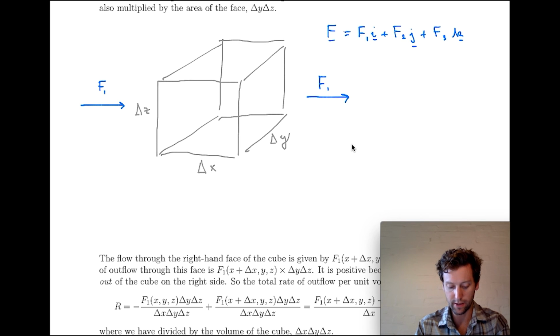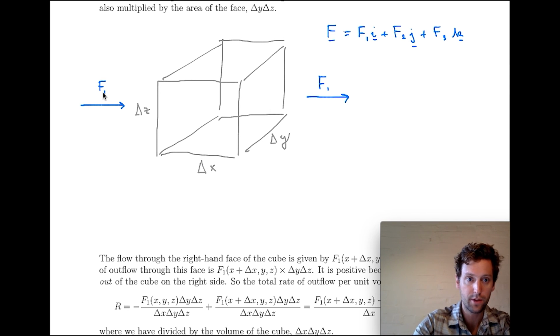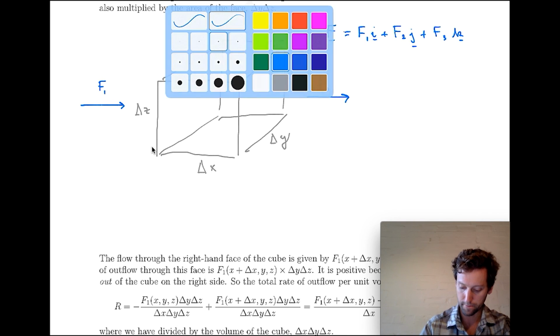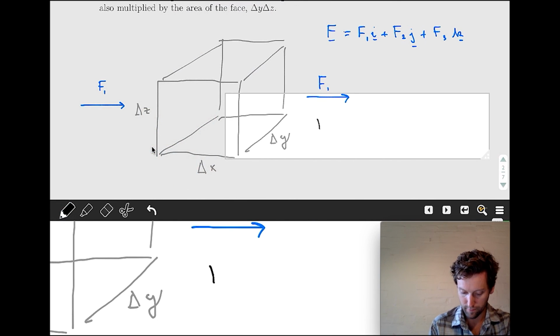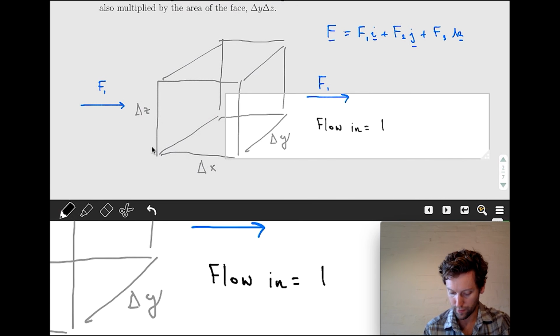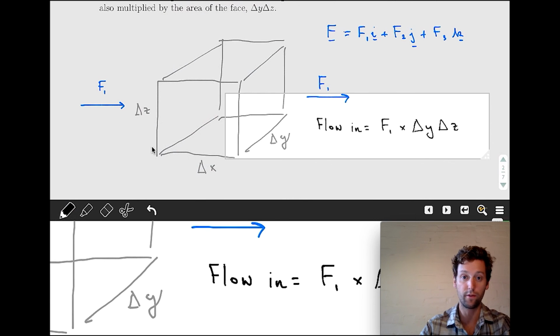Now the first question we want to ask is, what is the net flow out of this wire cube given a flow from the left of f1 and a flow from the right of f1? Well, you can see that the net flow in from the left will be f1 times the area of this side. So this side is of area delta y times delta z. So it would be flow in, f1 times delta y times delta z. So again, that's just the flow times the area.